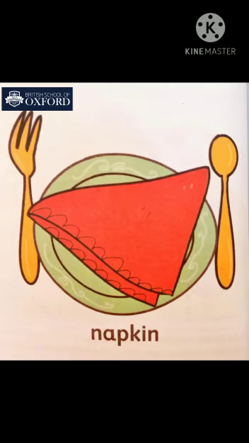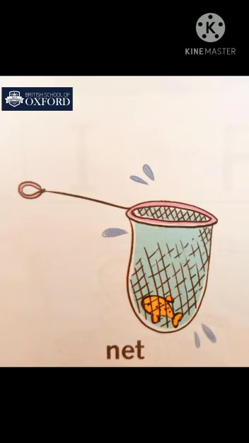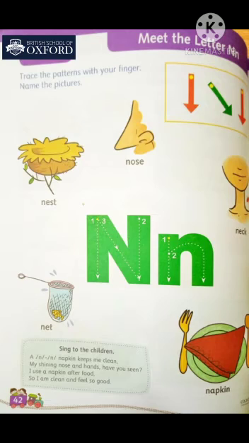And this is napkin. N. Napkin. And it's a net. N. Net. Now come and read with me, my kids. N. Nest. N. Nose. N. Neck. N. Napkin. During eating, we put the napkin in our lap.